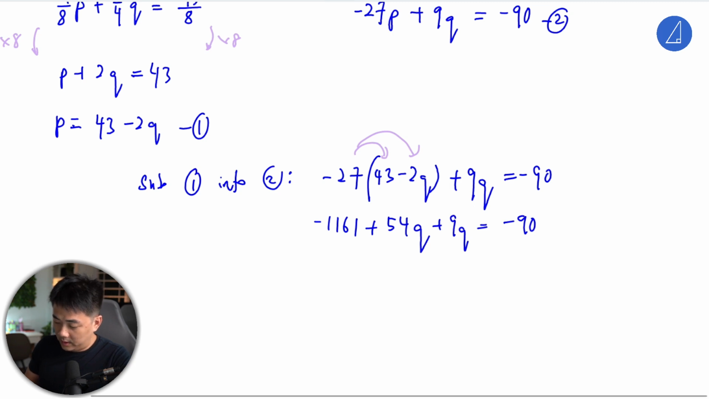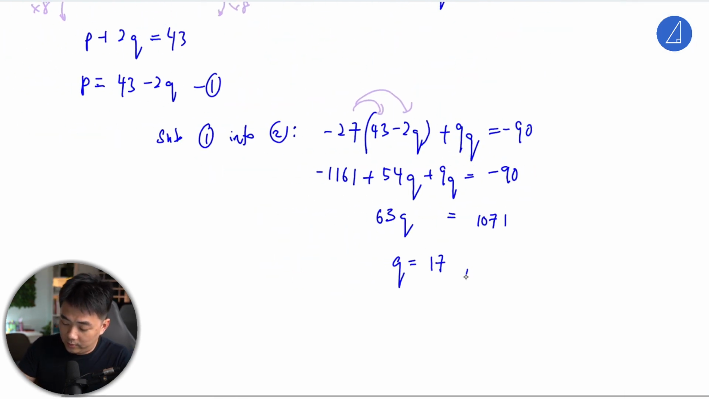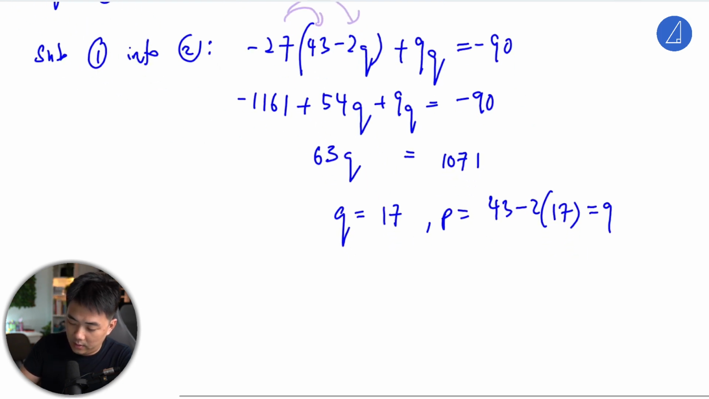So 1161 plus 90, sorry, minus 90, 1071, then 54 plus 9, that will be 63q. 1071 divided by 63, that will be q equals 17. That in turn will give us p equals 43 minus 2 times 17, that will be 9. So hence q equals 17 and p equals 9.